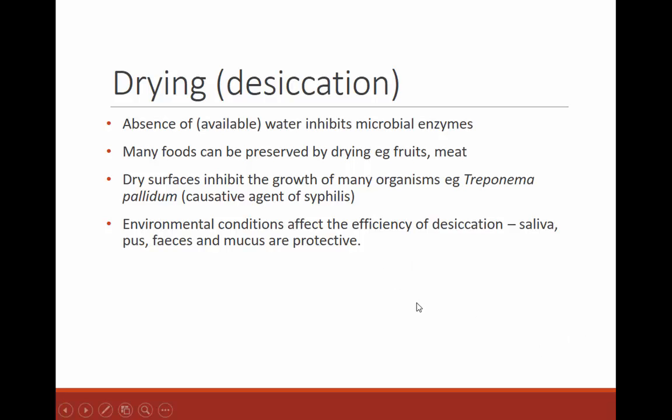Dry surfaces inhibit the growth of a lot of organisms, such as the causative agent of syphilis. And environmental conditions affect the efficiency of desiccation. So saliva, pus, feces, and mucus are protective. The causative agent of TB can survive in saliva on the sidewalk for many, many weeks. So saliva, pus, feces, etc., can protect the organism.